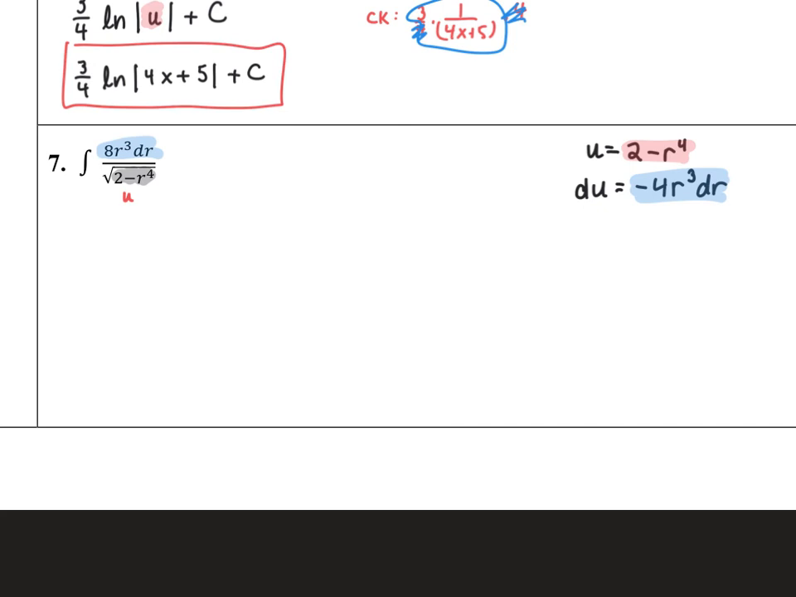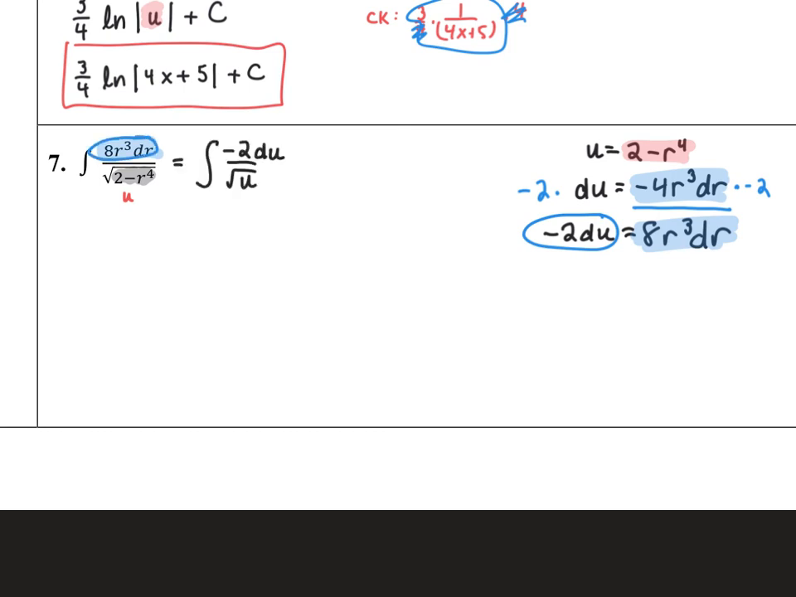So I can just think about what do I need to do to this negative 4 in order to get it to equal the positive 8, and that would be to multiply by negative 2. So I'm going to multiply both sides by negative 2. And when I do that, I get an exact replacement for my 8r cubed dr. I'm going to replace it with this negative 2 du. So that whole numerator gets replaced with a negative 2 du. And now that I've converted this strictly to my variable u, I just go ahead and do my antiderivative.